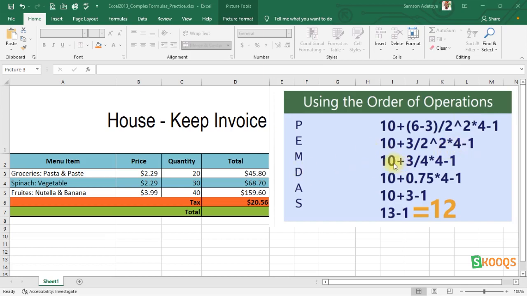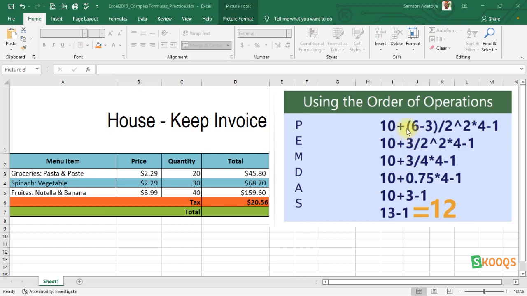So what you get in the following step is 10 plus 3 divided by 4, since 2 raised to the power 2 is 4, multiply by 4 minus 1. Now you come to division and addition. This is division, this is addition. 10 plus 3 divided by 4, which is 0.75, multiply by 4 minus 1.